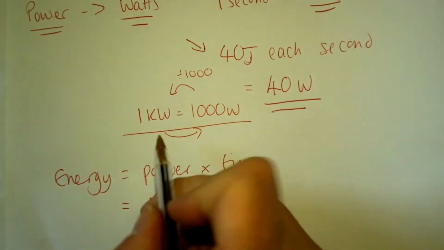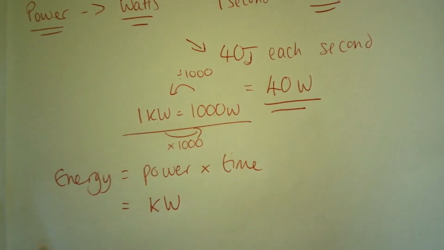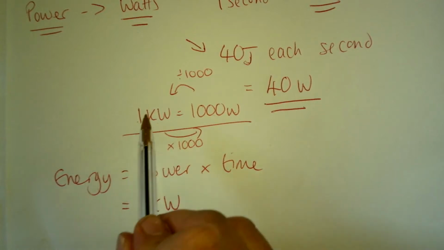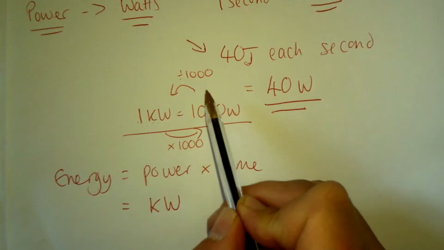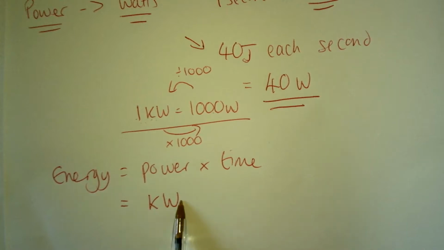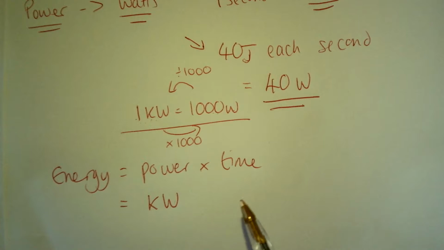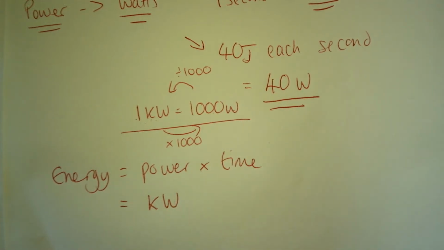If you want to convert from kilowatts to watts, you need to times by 1,000. Because they are equivalent, it doesn't have to be 1. It can be any number. If you want to convert from kilowatts to watts, times by 1,000. If you want to convert from watts to kilowatts, divide by 1,000. Anyway, in the home, kilowatts is the unit that's used in terms of power. So if you've got a 10 kilowatt light bulb, what that would mean is that every second we're having 10 kilojoules of energy transferred every second.